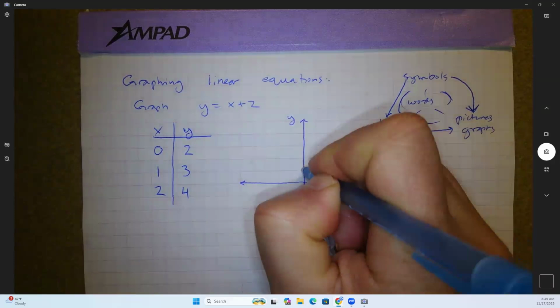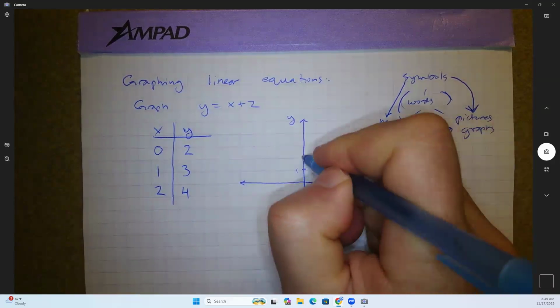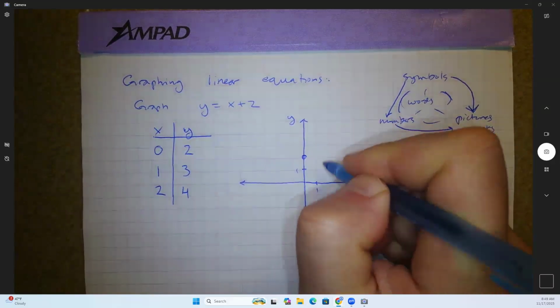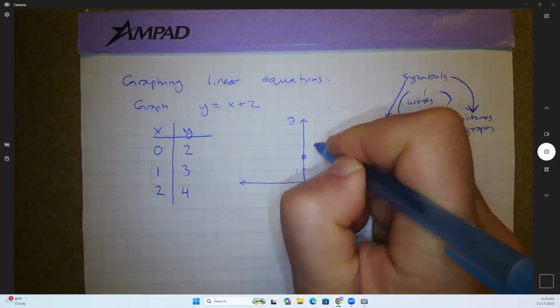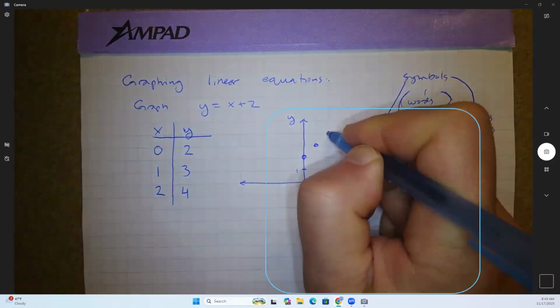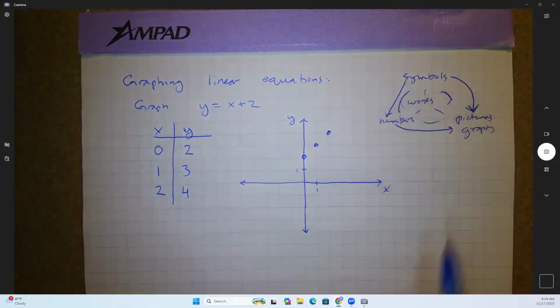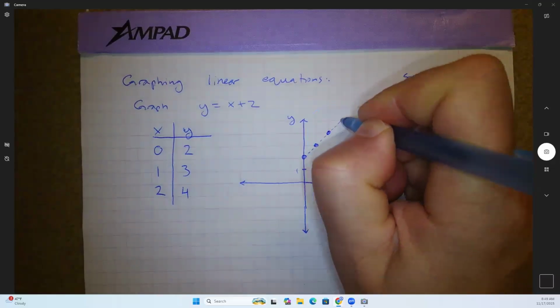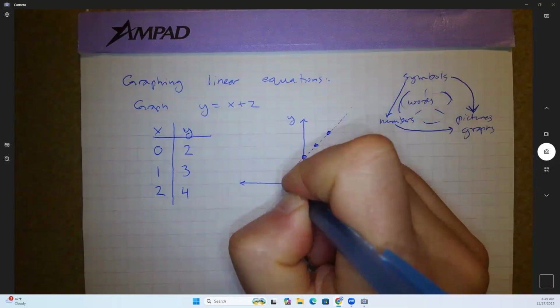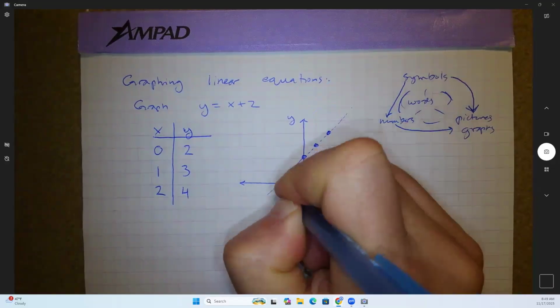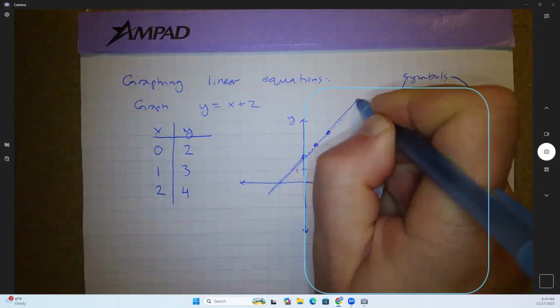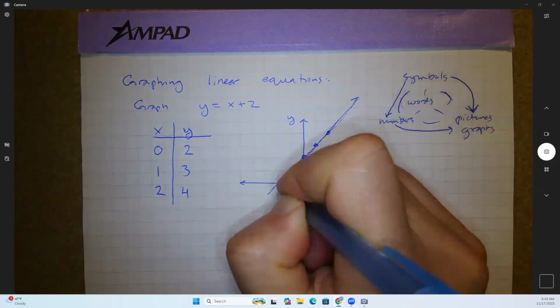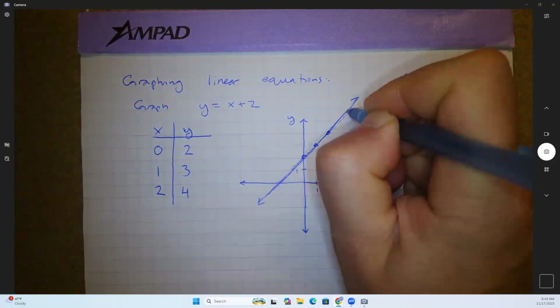So with my scale, when x is 0, y is 2. When x is 1, y is 3. When x is 2, y is 4. I mean, things could get weird in the future, but so far it looks like it's going to be a line. And so I just connect them as best I can. And there's the graph of that equation.